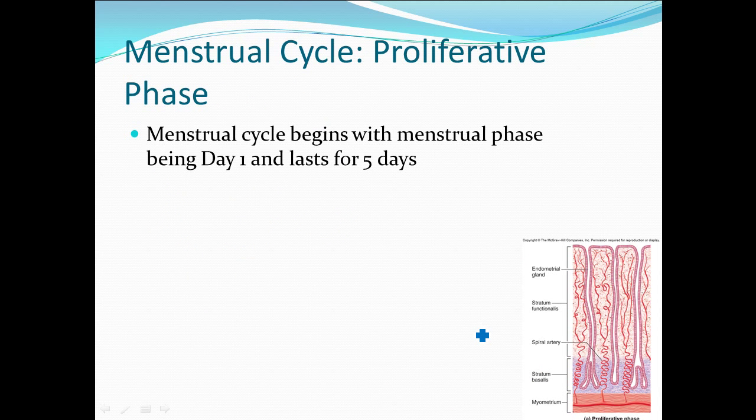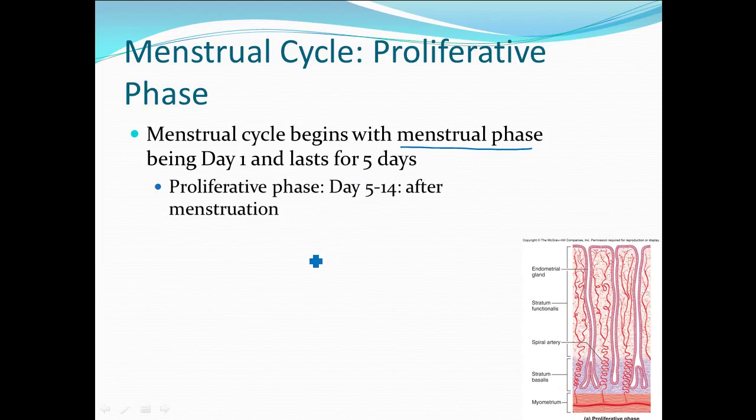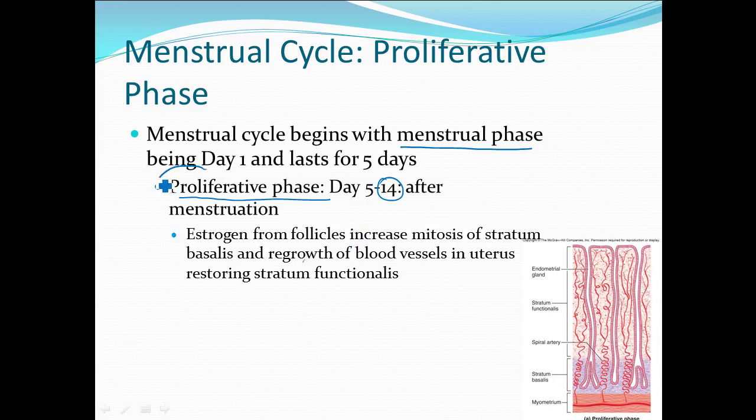So with the menstrual cycle, it begins with the menstrual phase. So day 1 of menses, meaning that once the bleeding starts, this is day 1. It lasts about 5 days. After the first 5 days, you have something called the proliferative phase, and this is from day 5 to 14. What happens on day 14 again? Ovulation. Okay, good. So from day 5 to 14, what's happening here is that, like the name implies, it's going to proliferate the uterine glands and the functional layer.